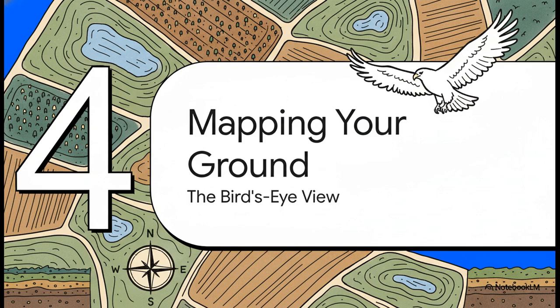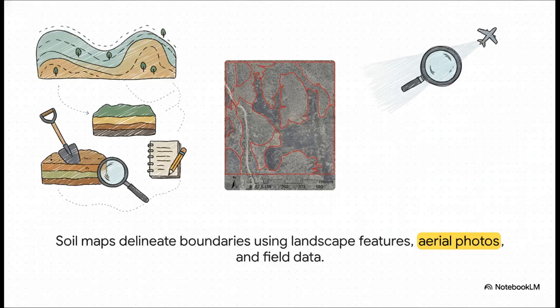Okay, so we've looked down into the soil profile. Now let's zoom way out. If you want to understand a whole farm or even a whole region, you need that bird's eye view. And for that, we turn to the incredible tool that is the soil map. Now, a soil map isn't just some random drawing. It is a super careful map of different soil types all across a landscape. Scientists use everything from aerial photos to the shape of the land, plus a ton of on-the-ground fieldwork to draw these boundaries. What you get is this beautiful mosaic of the soils hidden just beneath the surface.